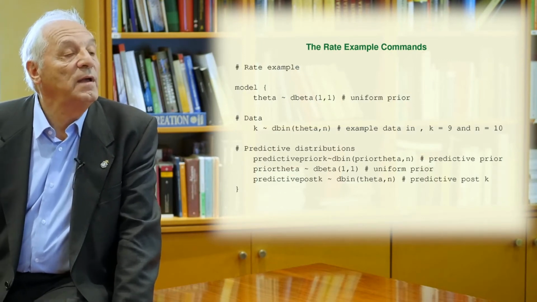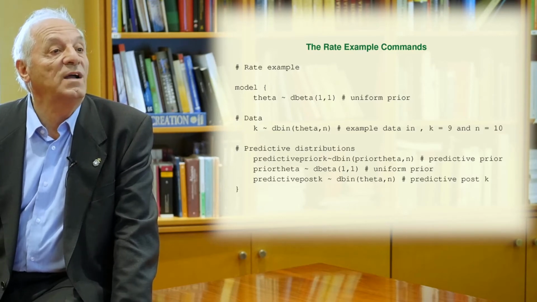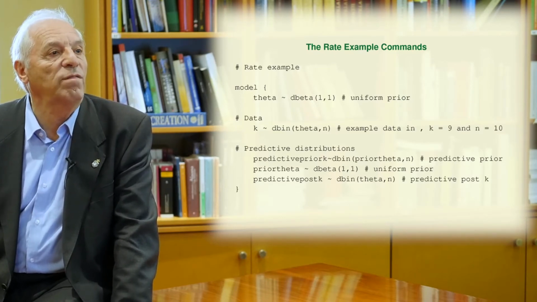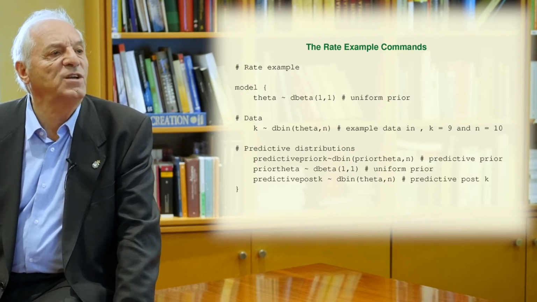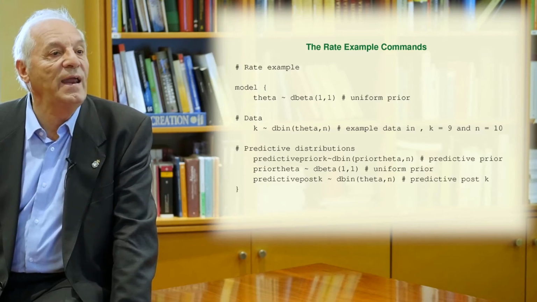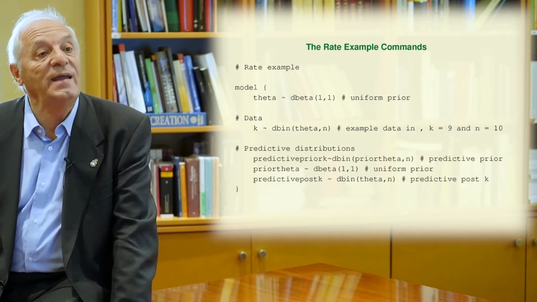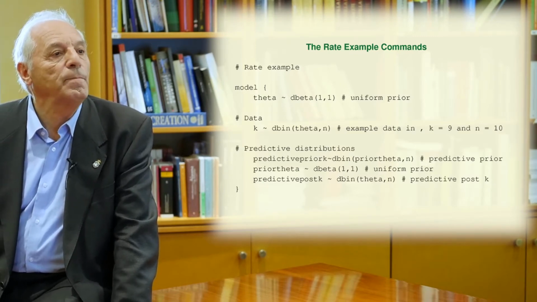First, the model. Our model is that the parameter theta is a beta distribution. This is the prior of our theta. And then we have the data. The number of observations k is a binomial random variable with parameters theta and n. And because we observe 9 of n equal to 10, we need to give this information.